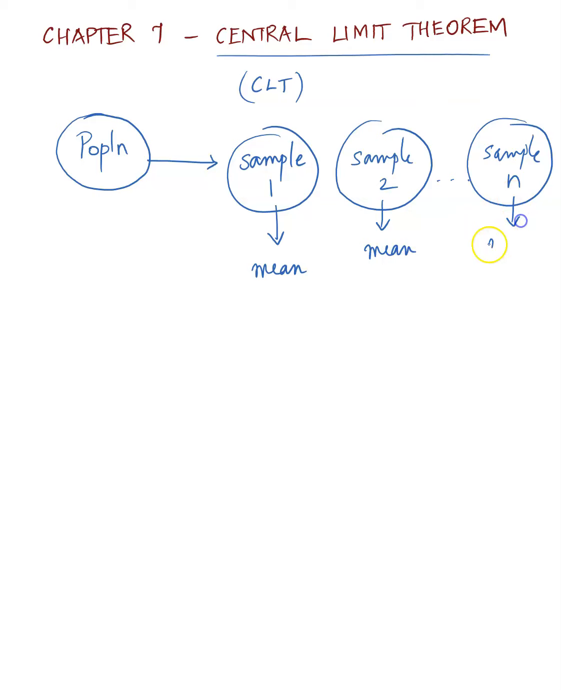So when we don't know much about the population, but we draw samples, say sample 1, one group, one set, and sample 2, etc., something, sample n. Now if I draw these samples and take the mean of each one of these, mean of sample 1, mean of sample 2, mean of sample n, again you might say, why mean?